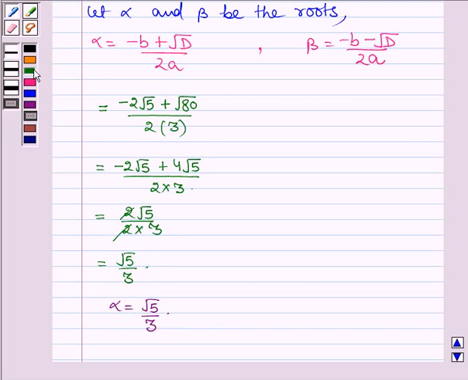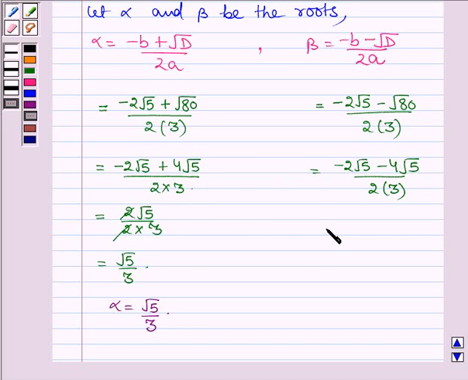Let us now find the value of beta, which is equal to minus 2 root 5 minus root over 80 upon 2 into 3, which is equal to minus 2 root 5 minus 4 root 5 upon 2 into 3, which is equal to minus 6 root 5 upon 6. 6 cancels out with 6 and we have minus root 5. And thus we have beta equal to minus root 5.